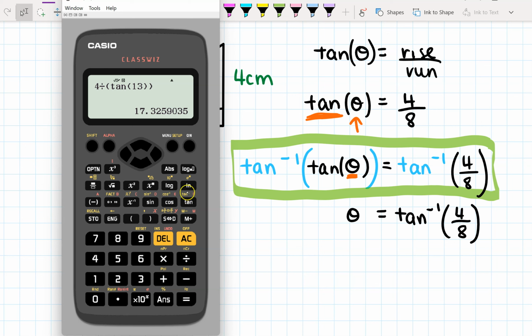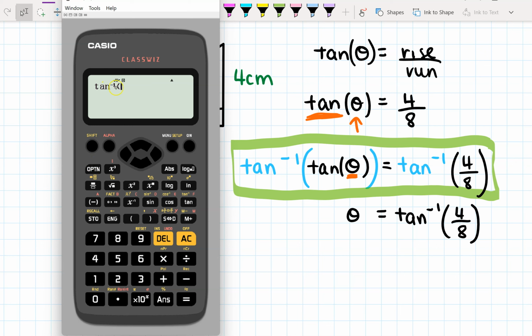Now, you can see that the inverse tan is in yellow, and if you look in the top left corner of your Casio calculator, you see a shift and an alpha. Shift is yellow, alpha is red. To get to any of the yellow functions, you need to use shift. If you want to get to the red functions, you need to use alpha. The inverse tan is in yellow, so we're going to press shift. I might just clear what's already on the screen. Shift tan, and that gives us inverse tan.